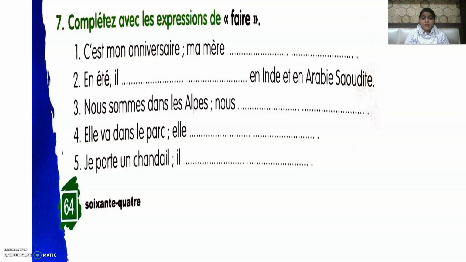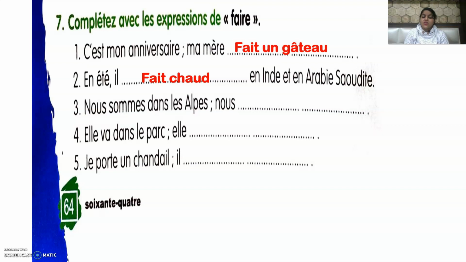So first one is written, c'est mon anniversaire, ma mère dash. That means it's my birthday and my mother. So we will write down, ma mère fait un gâteau. That means my mother makes a cake for me. Second one will be, en été, il fait chaud en Inde et en Arabie Saoudite. That means in summer, it's hot in India and in Saudi Arabia.